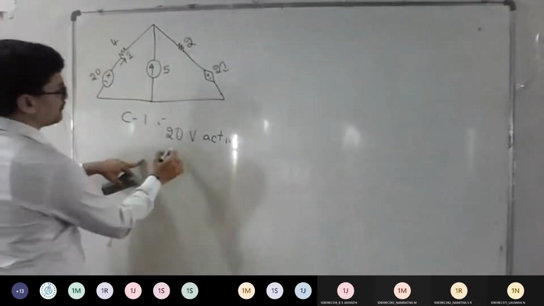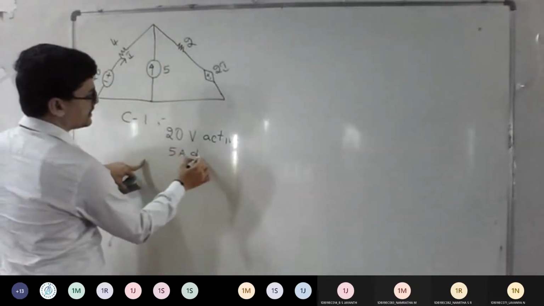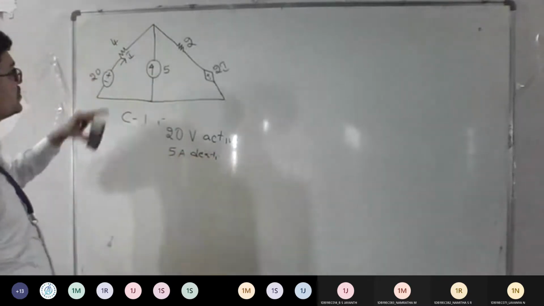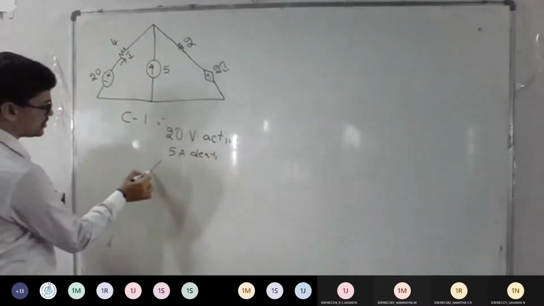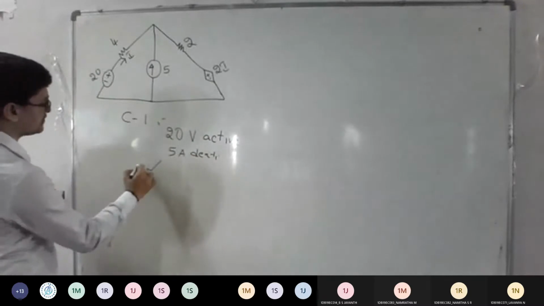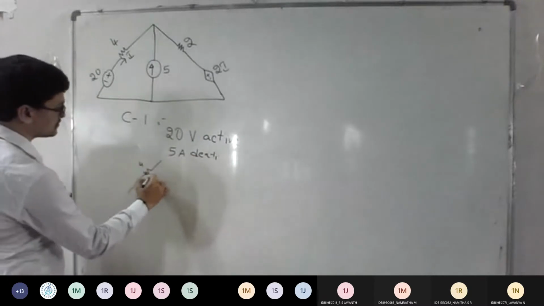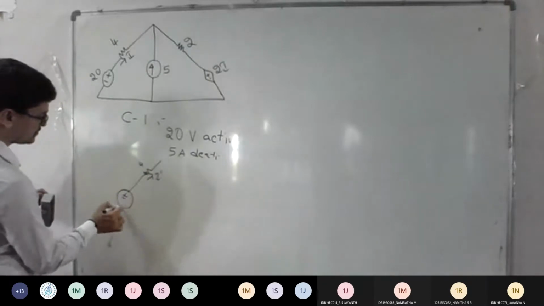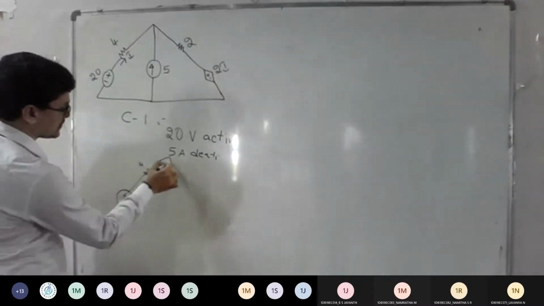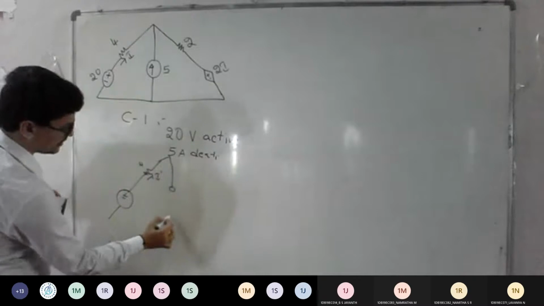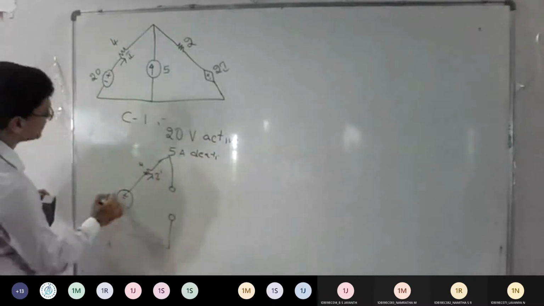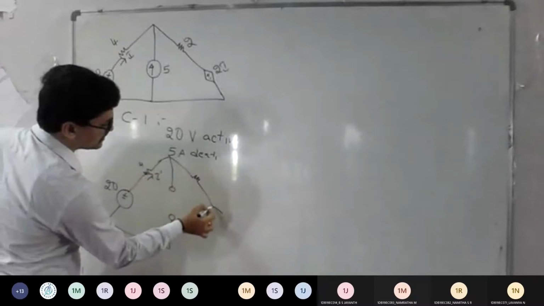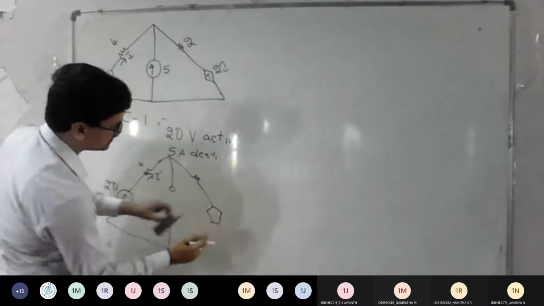Okay, so then 5 amp is deactivated. After this, what is the new circuit now? Is it visible here, what I'm writing? Everyone, is it visible? Yes, sir. So this becomes an open path now, correct? I have removed my 5 amp current source, and 20 volt is active. The remaining you can keep as it is.